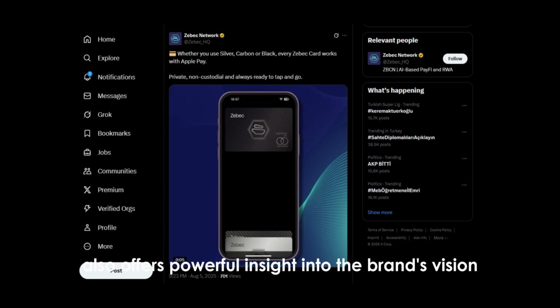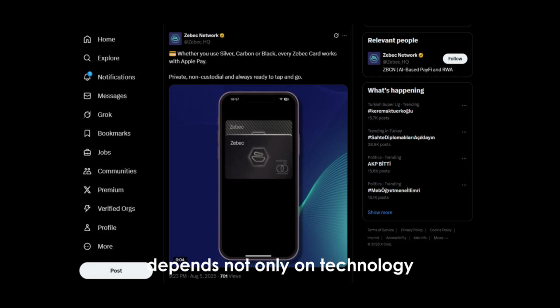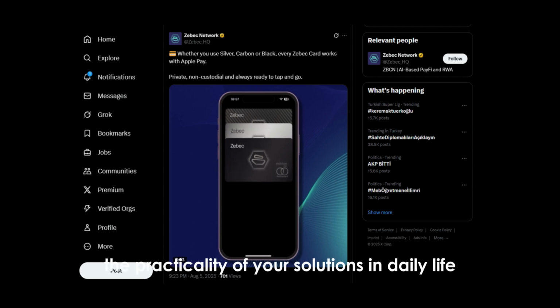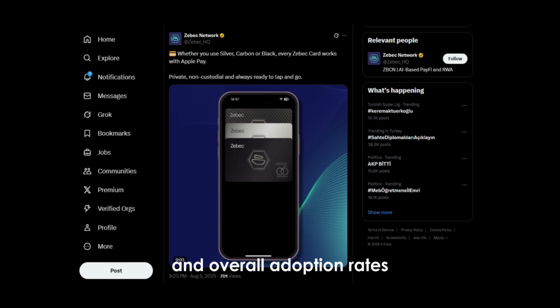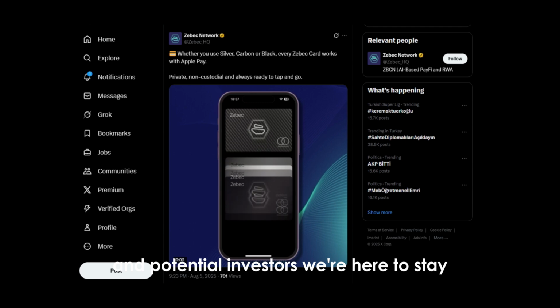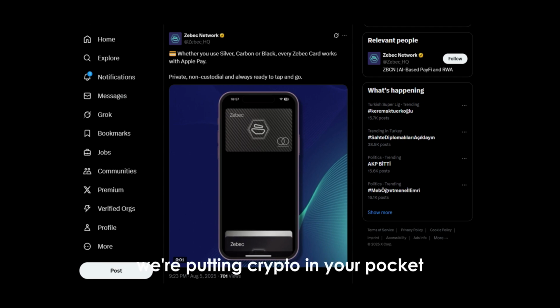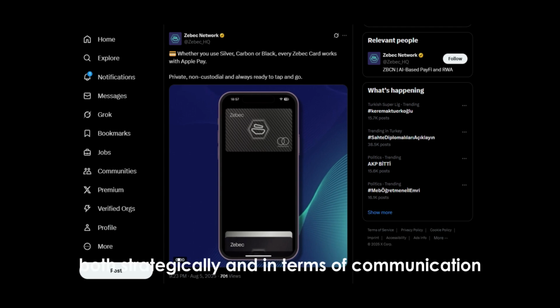Zebec's message here also offers powerful insight into the brand's vision. Long-term success in the crypto ecosystem depends not only on technology, but also user experience, the practicality of your solutions in daily life, and overall adoption rates. With this simple yet impactful message, Zebec clearly communicates to both current users and potential investors: we're here to stay. We offer you both security and ease of use. We're putting crypto in your pocket and bringing it into everyday life. This message is powerful, both strategically and in terms of communication.